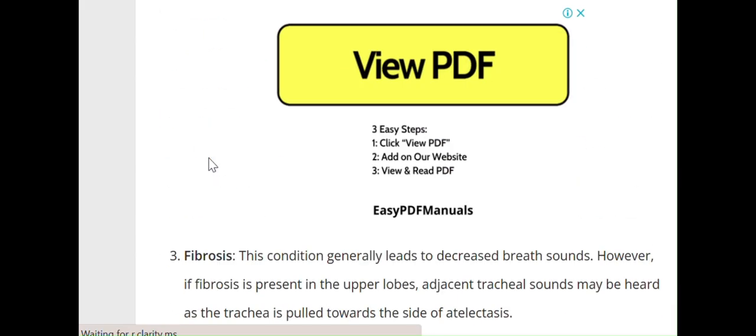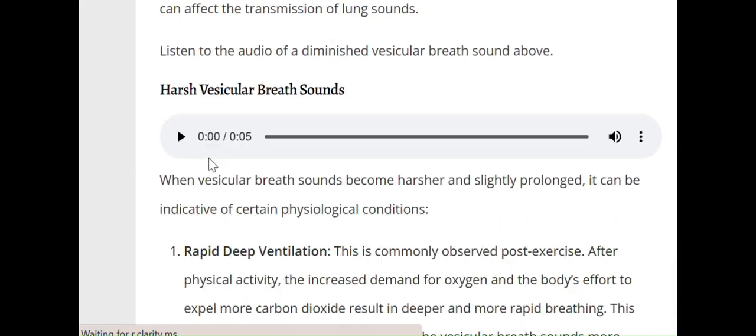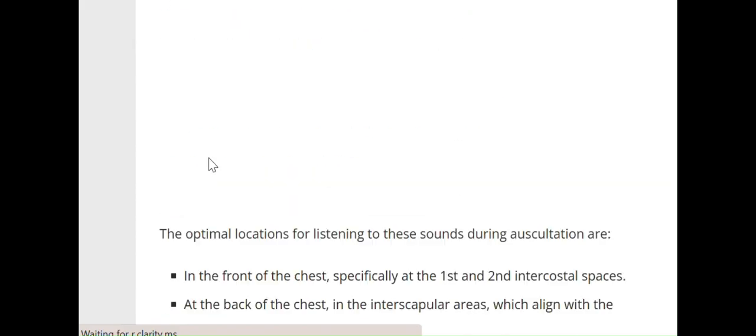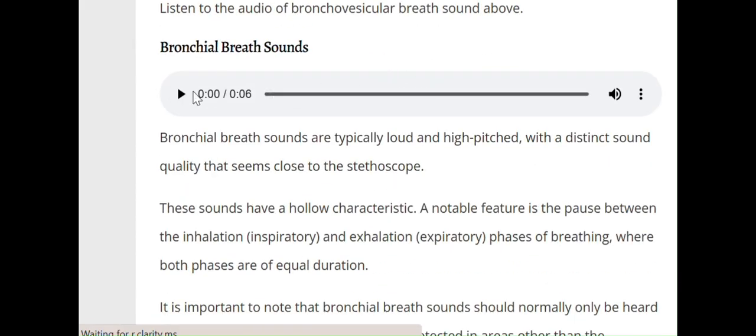So coming towards bronchial breath sounds. You see, this is very hollow in nature and you feel that there is a pause in between the inspiration and expiration. Hear it again. A very small pause is notable between the two, and both being of equal duration.